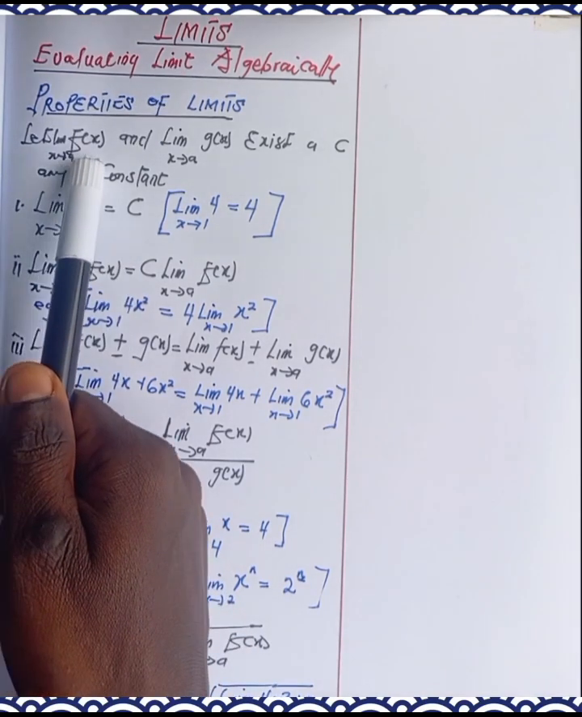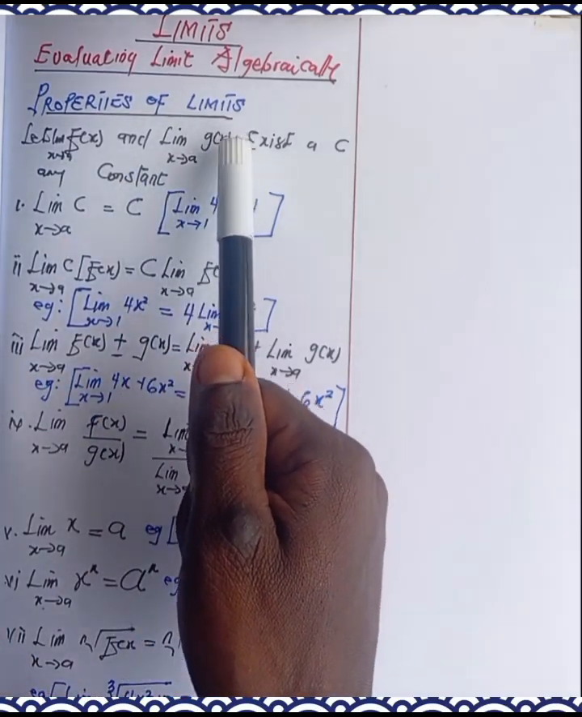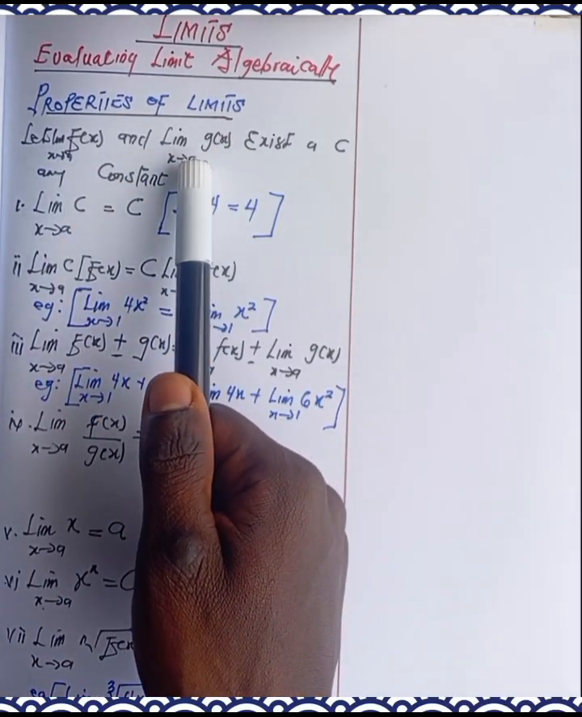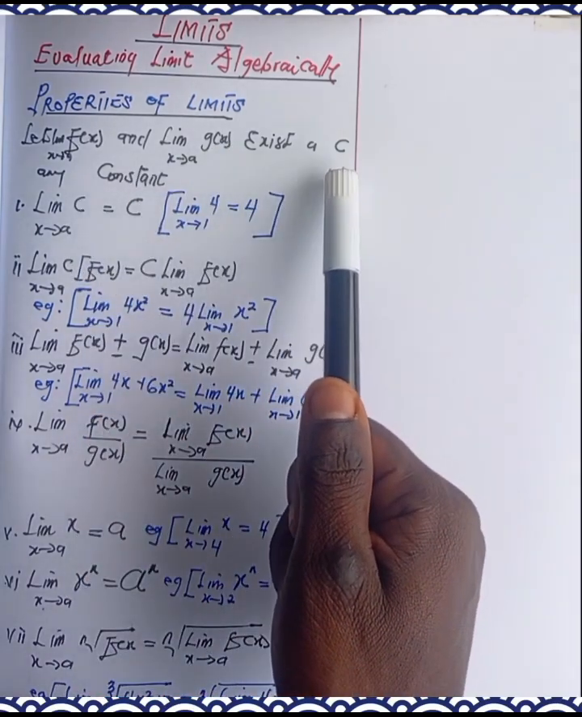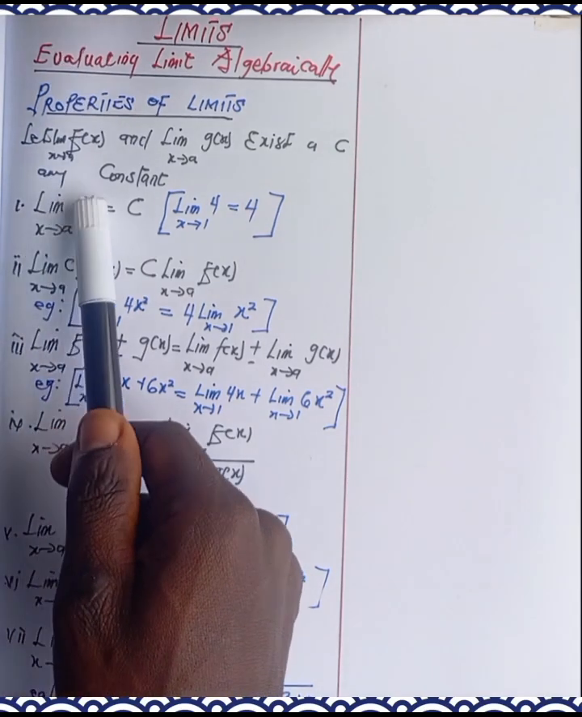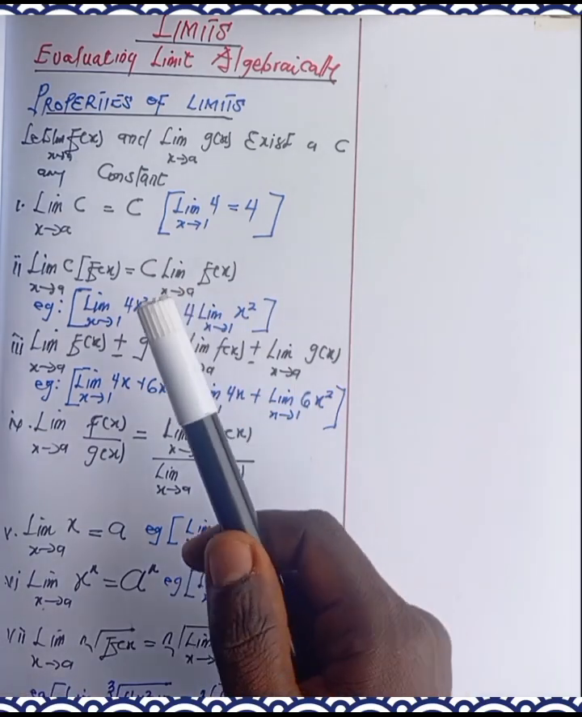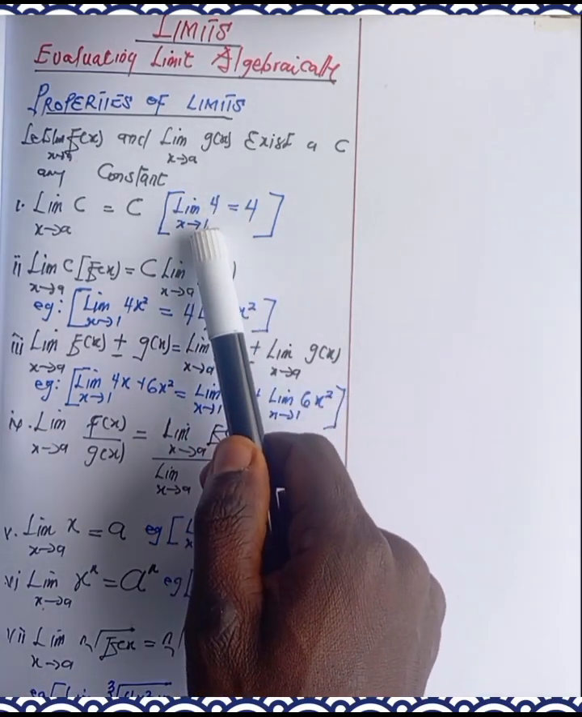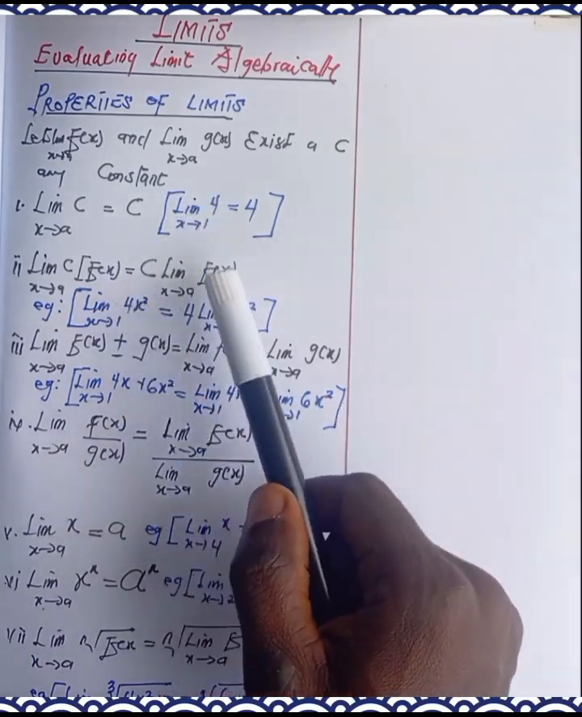Let the limit of the function f of x as x approaches a and the limit of the function g of x as x approaches a exist, and let c be any constant. Then the limit of a constant is equal to what? The constant. An example is the limit of 4 as x approaches 1 is equal to 4. So the limit of a constant is equal to what?